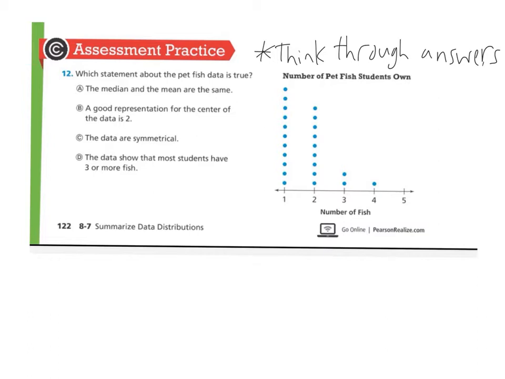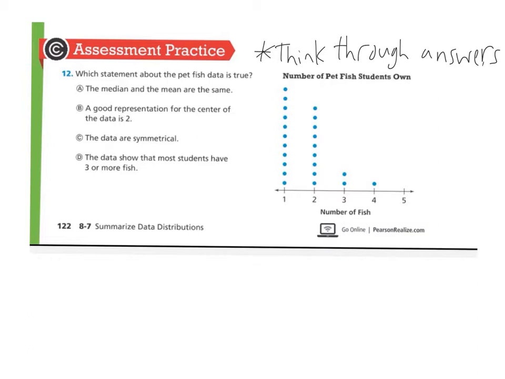Number 12 asks, which statement about the pet fish data is true? So we're looking at how many pet fish students own. And we're just going to think through these answers, think about if they make sense or not. So A says the median and the mean are the same. So first thing, we would have to figure out what those are. Nice thing about this dot plot is that the numbers are already in order for us.